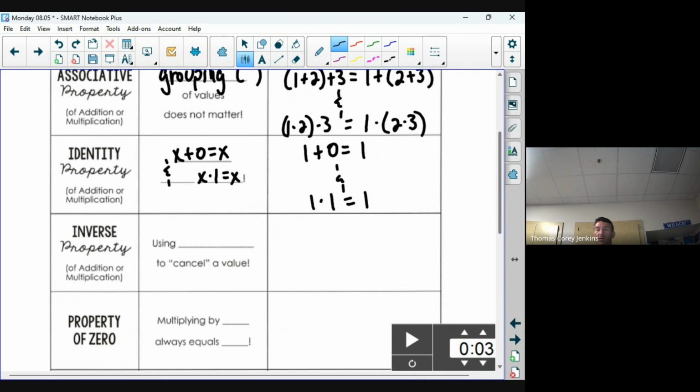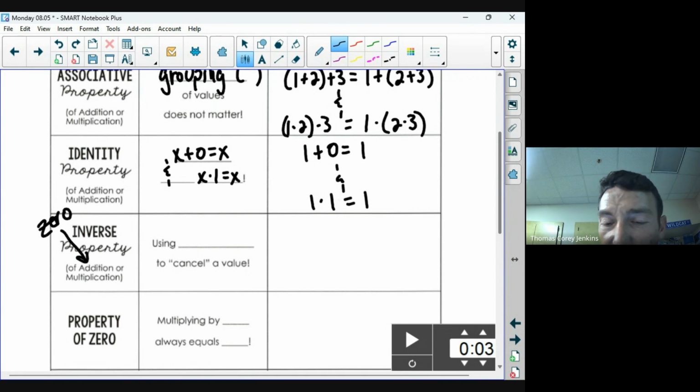All right, let's do a couple more, then we'll take a little break. Okay, so the inverse property. There's an inverse property for addition and multiplication. When we're adding, think about solving an equation here, right? Additive inverses add up to 0. Multiplicative inverses multiply to 1.